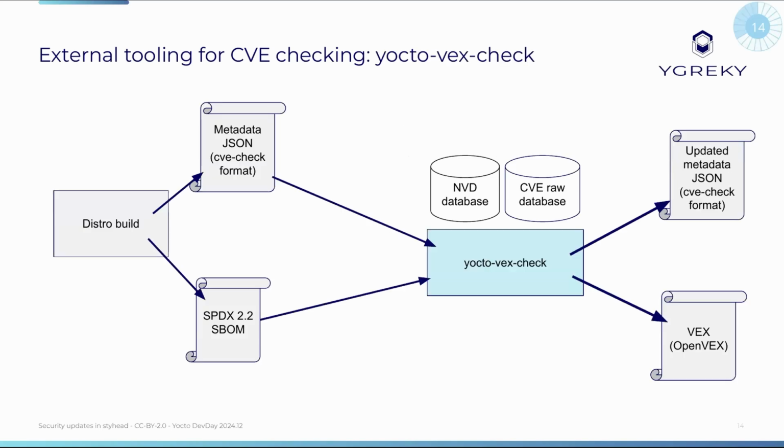How it works, the Yocto check. So you do the distro build as usual. That outputs the SBOM and the metadata in the JSON format. And Yocto check can work with either only the metadata or the metadata plus SPDX.